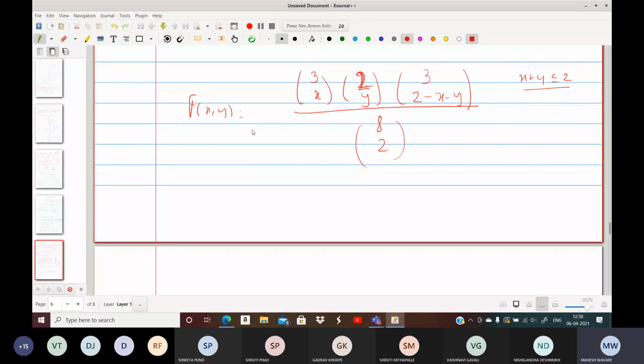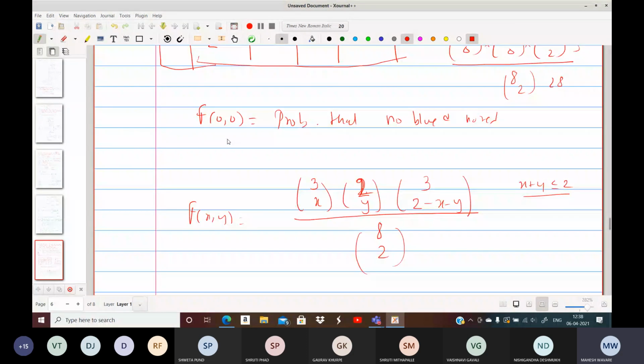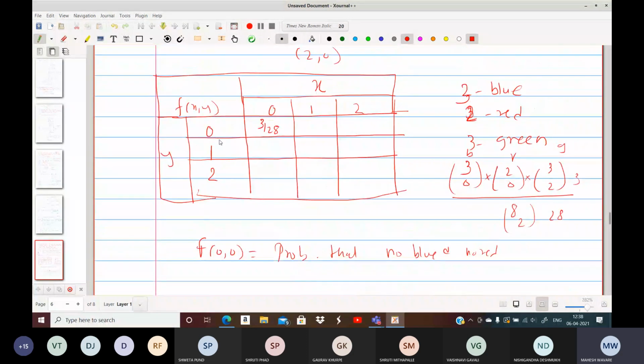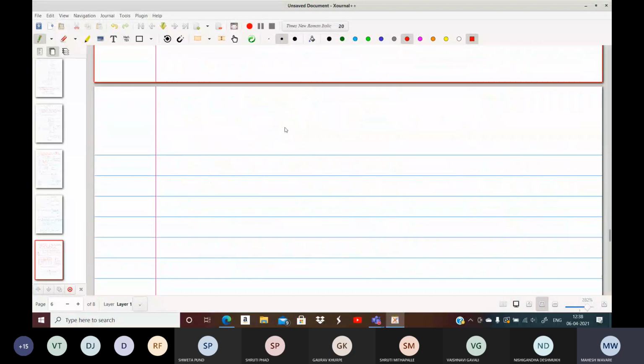And now in this way you can calculate. Another example: you want to calculate f of 1 comma 0, where x is 1 and y is 0. So how is f of 1 comma 0 calculated?